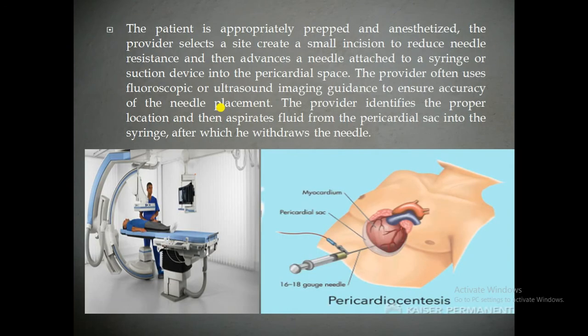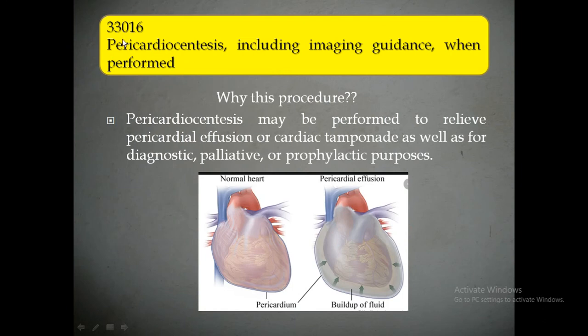So this is the exact procedure the physician will perform in pericardiocentesis. Whenever a patient is undergoing this procedure, we have to code CPT 33016.